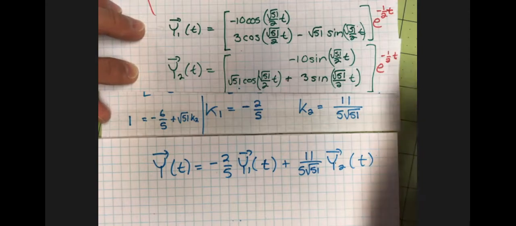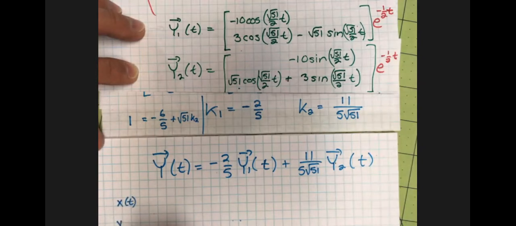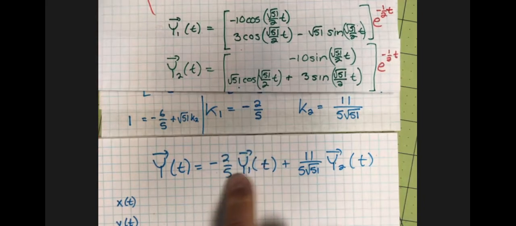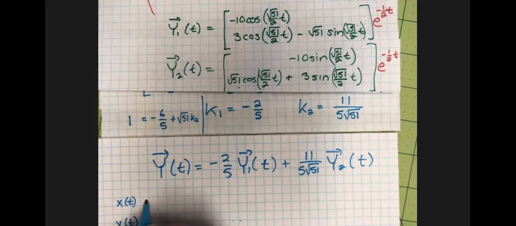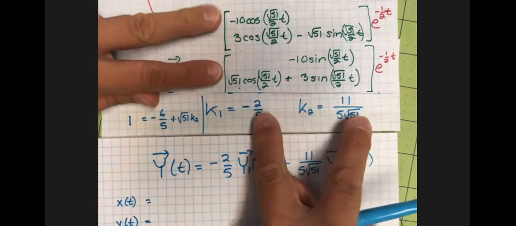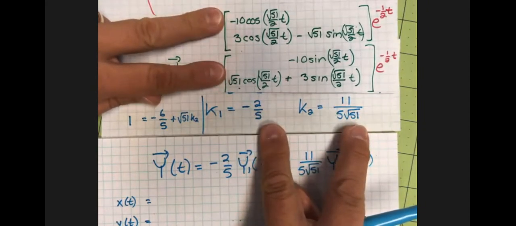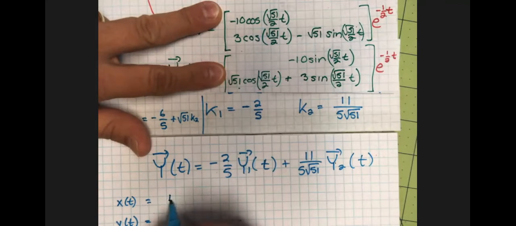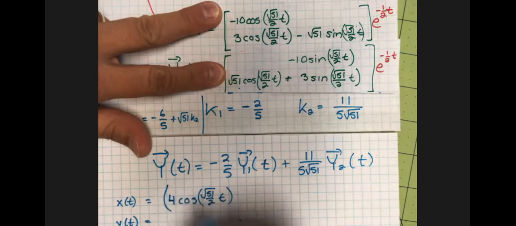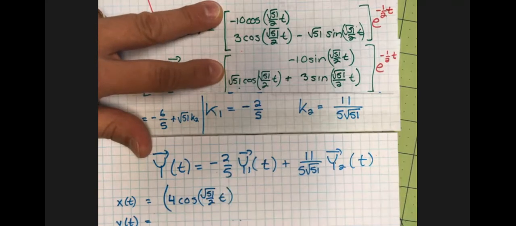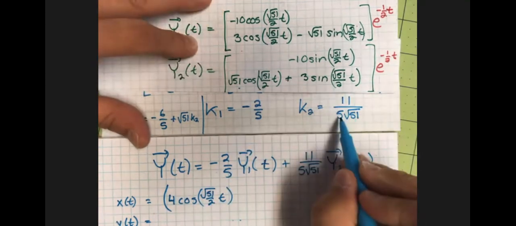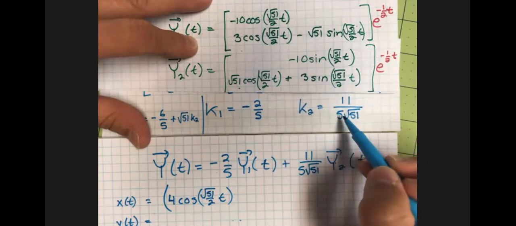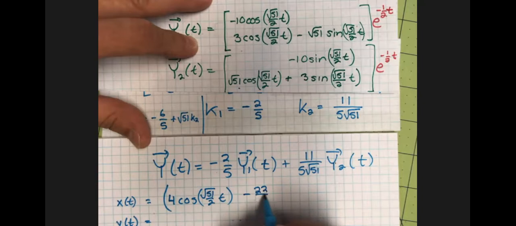The problem with that is, what if someone asks you to physically demonstrate your graph? What if someone says, give me the top line and the bottom line? Give me the x and y. And the problem is, now I've got to multiply this all out. Now the top row is not going to be too bad. Minus 2/5 times minus 10 is a positive 4, right? 4 cosine root 51 over 2 t. And 11 over 5 root 51 times minus 10, I get to cancel, get minus 22 over root 51 sine.